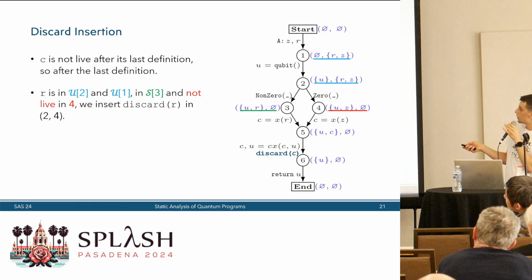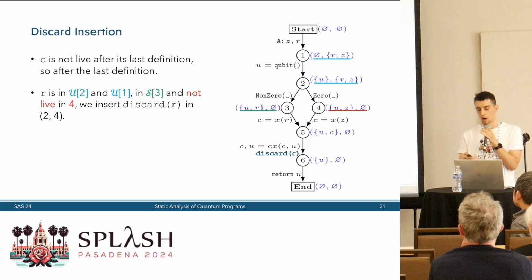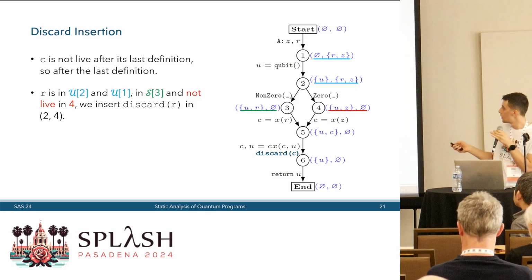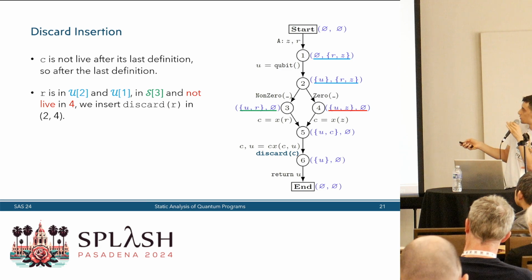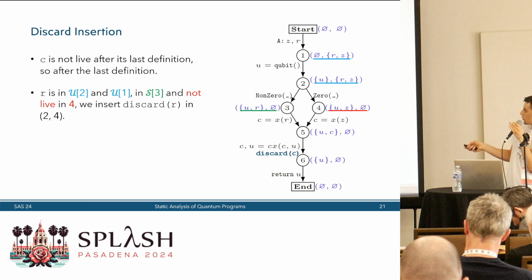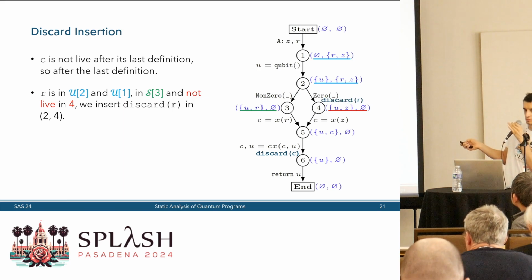And it's safe in node 3 and not live in node 4. This means that if R is in U, there is a path that does not use it. So how do we find this path? We look at when the variables stop being live. Here it is live in the successor, okay. Here it is live in 3, okay. It is not live in 4. So this means that the fact that R is unsafe comes from this path, so we can add the discard at the end of this path.